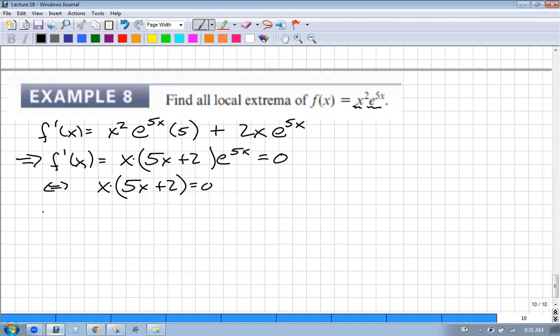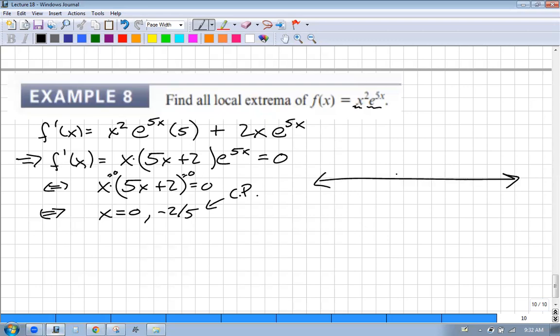Right? So that's 0 if and only if either x is 0, right? Or this is 0, and that's 0 when x is what, a -2/5, right? Set that equal to 0. Remember that? Right? Factor, set each factor equal to 0. Okay. So those are our critical points. Now we want to do our little test here.